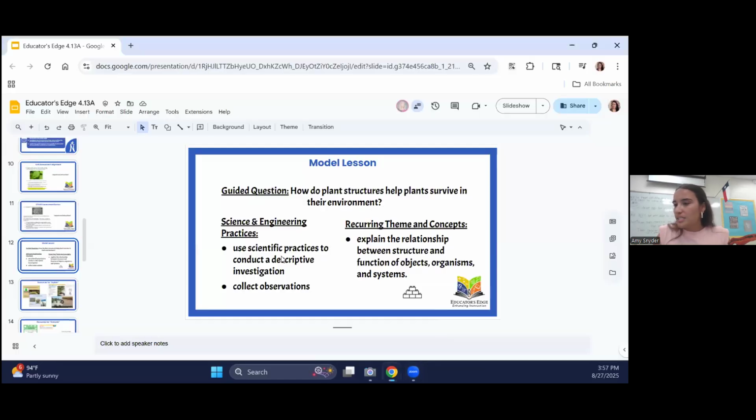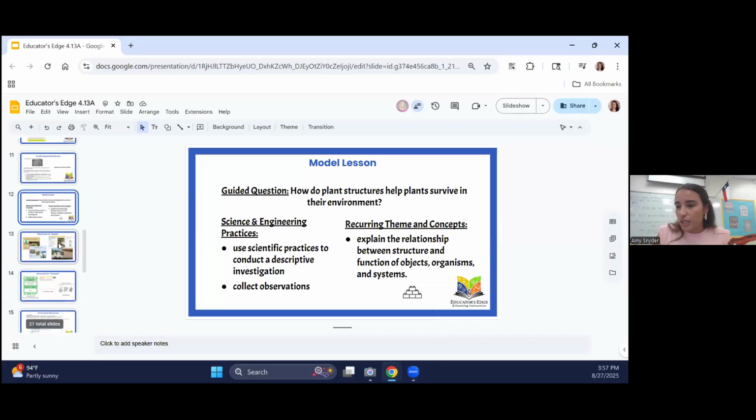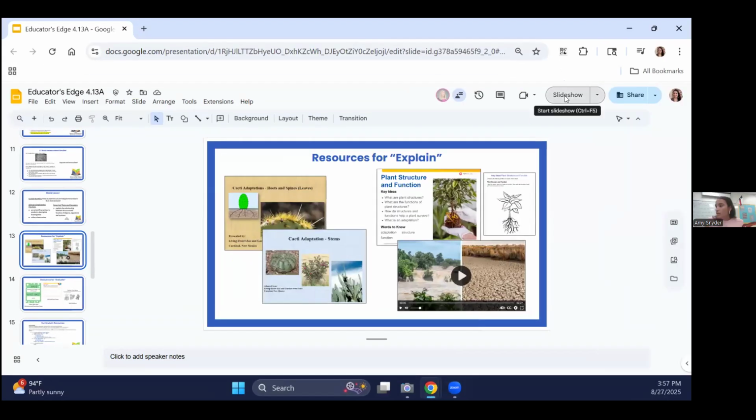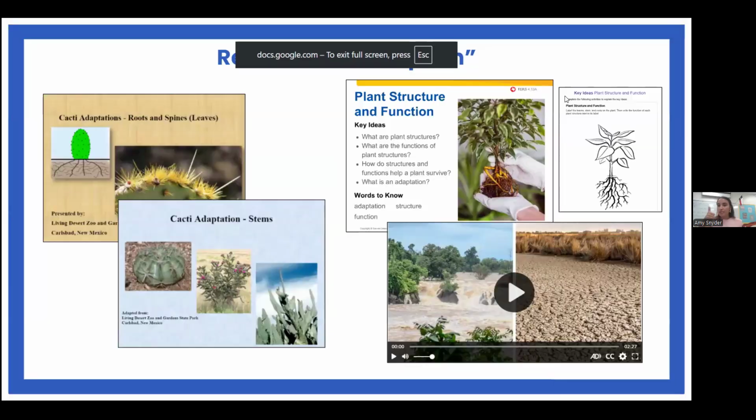Okay, so that's our explore. So now we're going to get into our explain. So for the explain, you have some options. I'm going to open up the slides here. There we go. Can you see my explain slides? Okay, perfect. So there's some different options that are available for the explain.